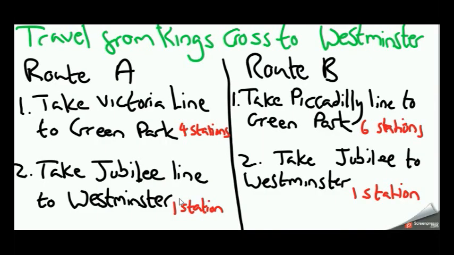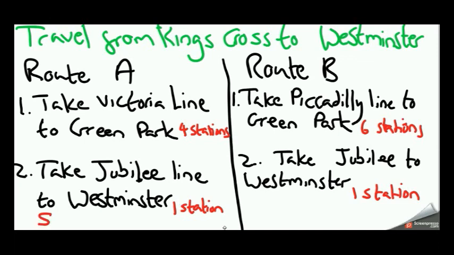Take this example of travelling from King's Cross Station to Westminster. You've got two routes. You can go Route A or Route B. Route A, you'll take the Victoria Line to Green Park, which is 4 stations. You'll then take the Jubilee Line to Westminster, 1 station. So in total, you're going to be going through 5 stations.